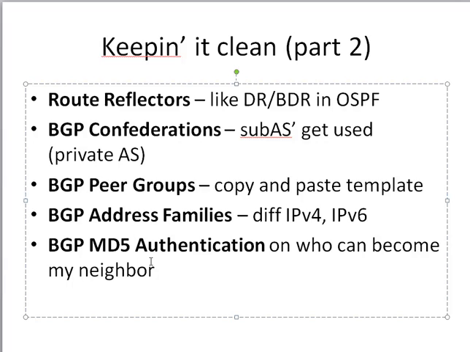And of course, we have authentication. Just like in EIGRP and OSPF, I can say that you have to give me a password in order for me to become your neighbor. This way, some random router that pops up isn't able to try to form a relationship with me. You have to supply some kind of password for me to get to that point with you.